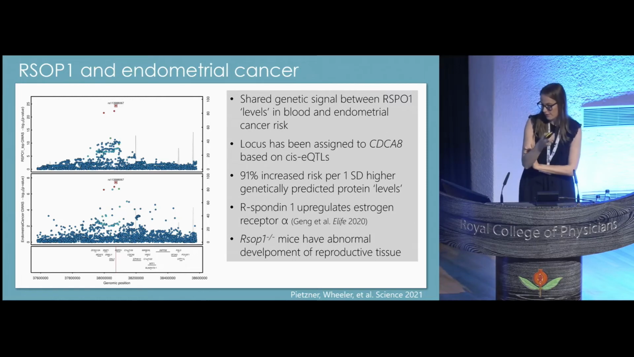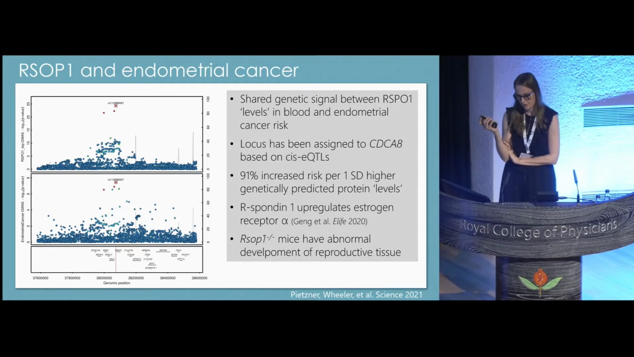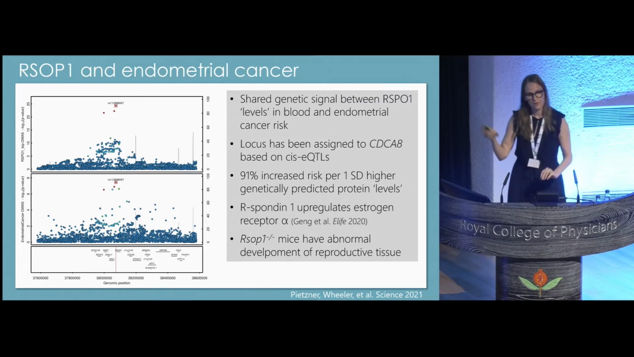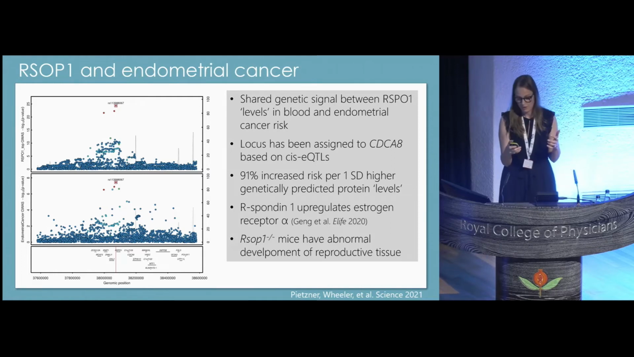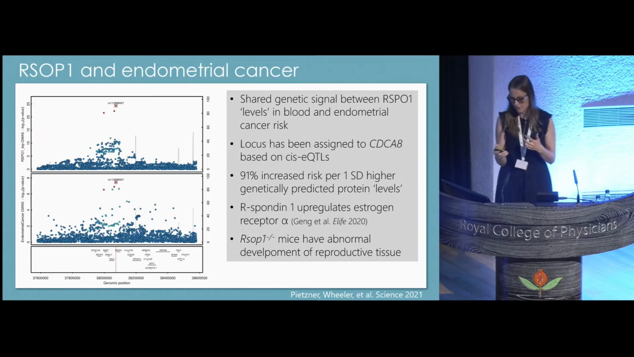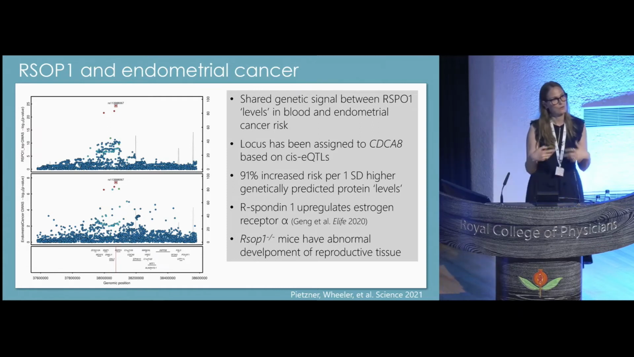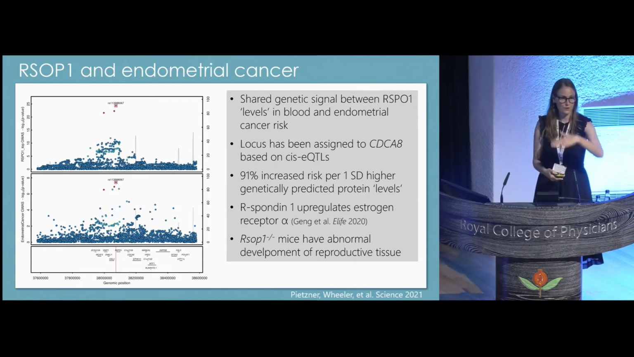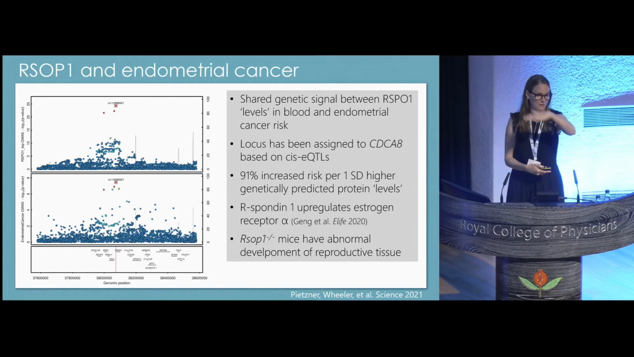We know that R-spondin-1 upregulates estrogen receptor alpha, which is implicated in endometrial cancer. Also, there's evidence in the literature that a knockout mouse has abnormal development of reproductive tissue. While this is no proof, it helps to prioritize a potentially causal gene for follow-up that has refined what we previously implicated, with no extra effort. So through the integration of these different omics layers, from genome to proteome, or in other cases expression data, as I'm going to show you now, we can look at two different phenotypes.